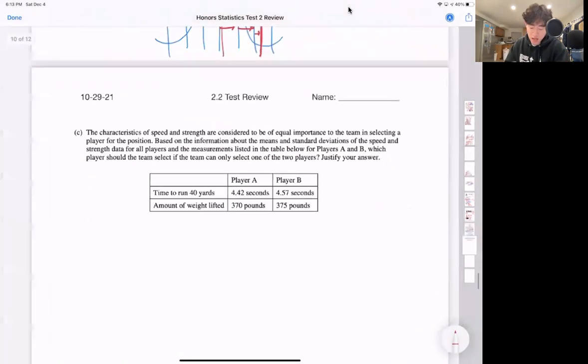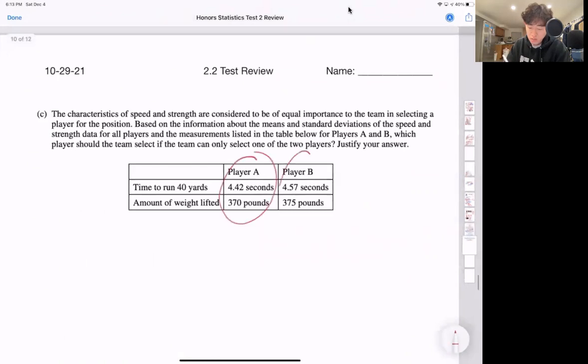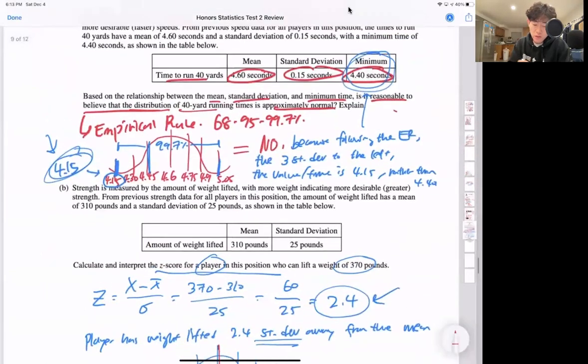Okay, now this last question, you're actually trying to compare player A to player B, and this is actually a really tough question to do. So if I want to find out, based on the information, the means and standard deviation, all of that, which one you should choose? Unfortunately, even though this doesn't really follow the normal distribution, we're still going to use the mean and the standard deviation they provided for us.